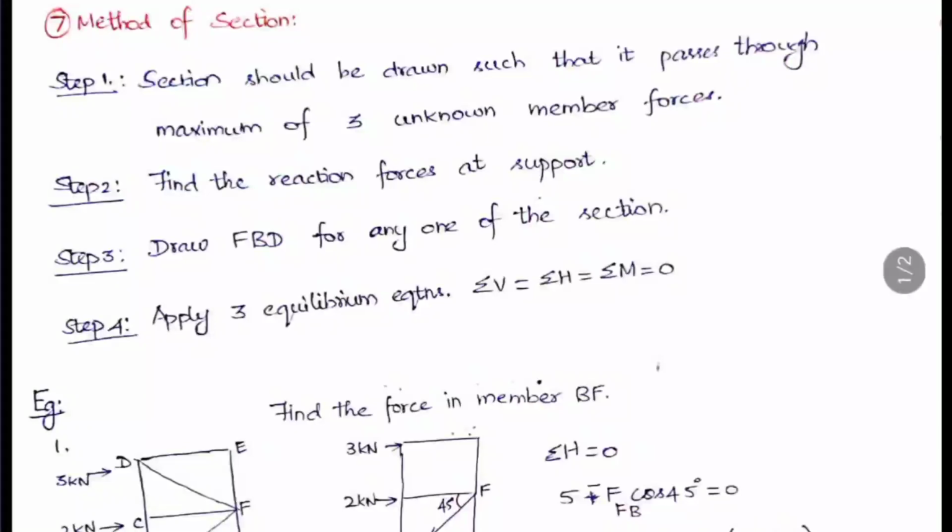Similarly to the method of joints, here first you have to draw the section. Before that is finding the reaction supports and drawing the free body diagram, before that this is an extra step. So here the section should be drawn such that it passes through a maximum of 3 unknown member forces. Whereas in the method of joints we have to select a joint which has a maximum of 2 unknown forces. Here it is a maximum of 3 unknown forces, but we are cutting a section there.